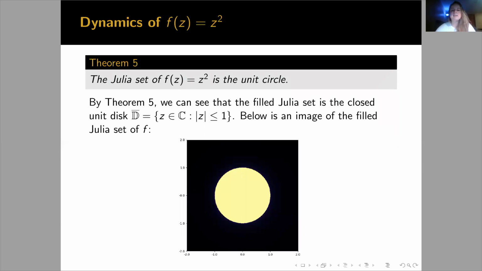Now let's look at f(z) equals z squared, where S is the Riemann sphere. The Julia set of f is the unit circle, which makes sense because points just above 1 get really big under f and points just below 1 get really small under f, so it's chaotic. The Phil-Julia set is the closed unit disk since those are the points that are bounded under f. On the slide is an image of the Phil-Julia set of f.